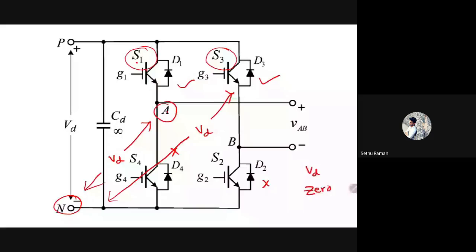Okay. When this bottom switch, S4, is on, what is the voltage? It is 0. There is no minus here, right? So we already discussed, right? This terminal voltage is having two levels only, plus VD or 0. Okay. So now we require VAB, right? So this VAB is VAN minus VBN.